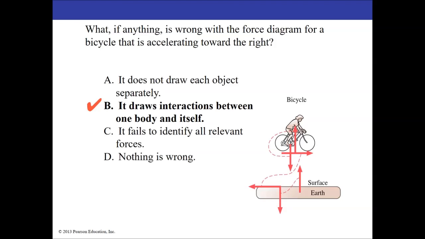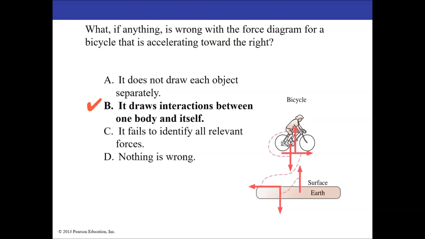The one thing that is definitely right here is that the forward force of static friction is connected to a backwards force on the surface. That's correct. The other interaction pairs are not labeled correctly. The one at the top and the one near the bottom are not correct interaction pairs.